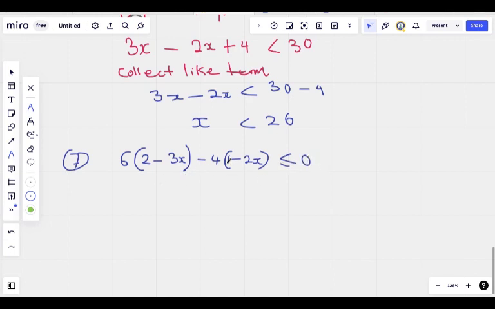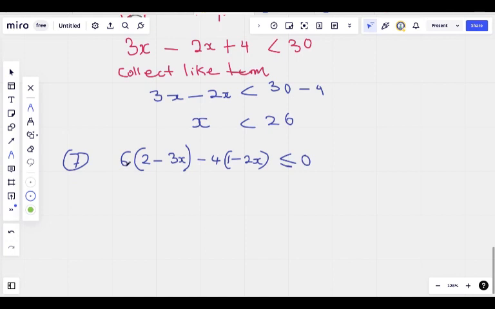Okay, the first thing we do is to expand, and then we collect like terms. So it's not a big deal. It's to expand. We already learned expansion in algebra. So we expand. We take this 6 to multiply everything inside this bracket. We take this negative 4 to multiply everything in this bracket. We say less than or equal to 0, and then we collect like terms after expansion. Okay, it's just a step-by-step process.